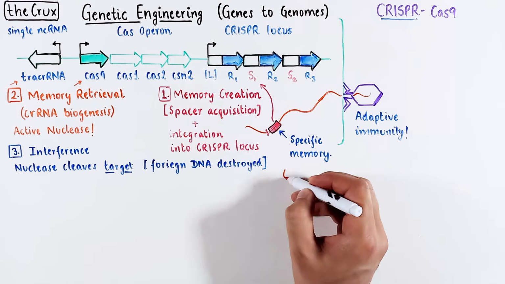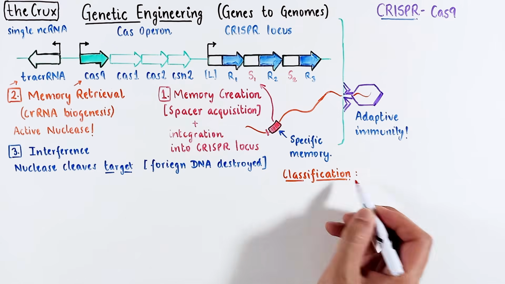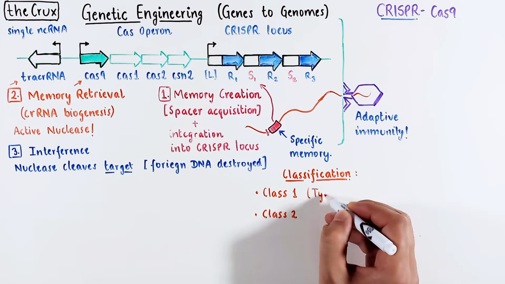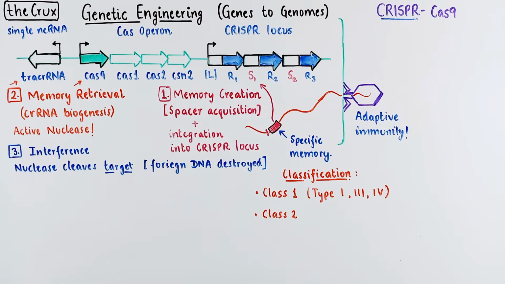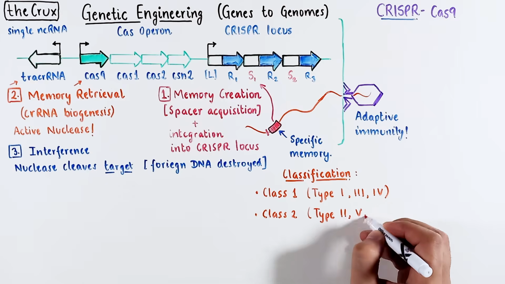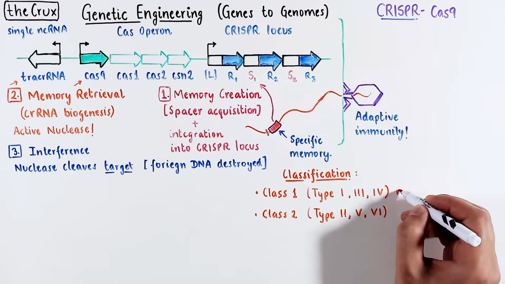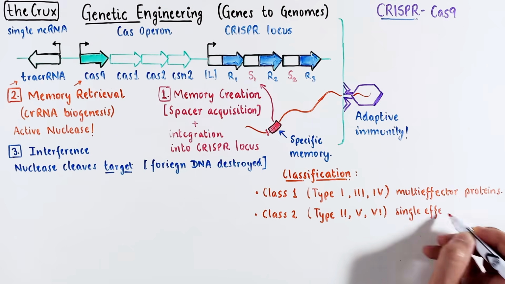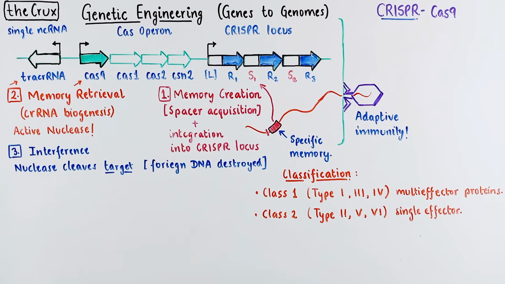There is something I need to clarify before moving further. There are 2 broad classes of CRISPR systems, and each class is subdivided. Among many differences, one big distinction is that Class 1 uses multi-effector proteins, whereas Class 2 uses a single effector protein. Effectors are just nucleases, and Cas9 is one such example.